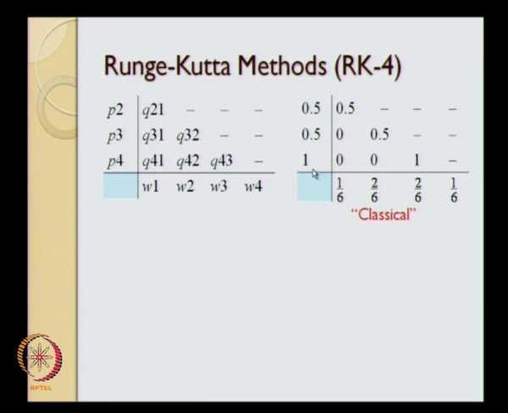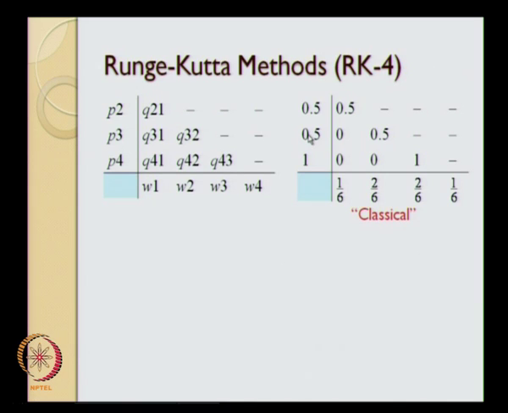For example, in the classical RK method P2 was equal to half, P3 was equal to half and P4 was equal to 1. And Q21 was also equal to half, and then for computing K3 we had used only K2, we had not used K1 at all. So, therefore, Q31 was 0, Q32 was half and P3 was half.